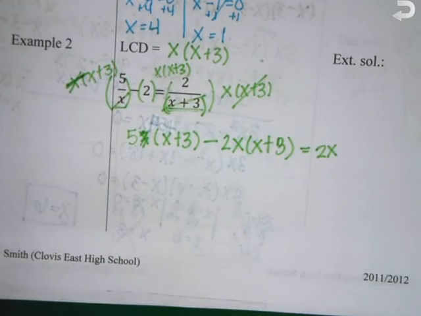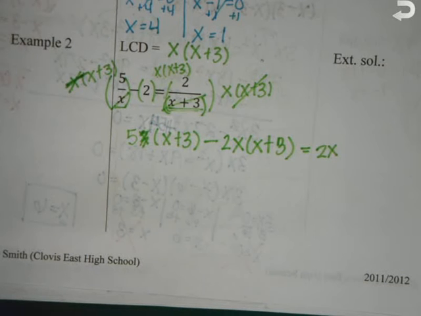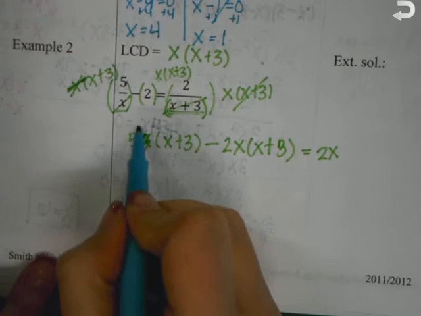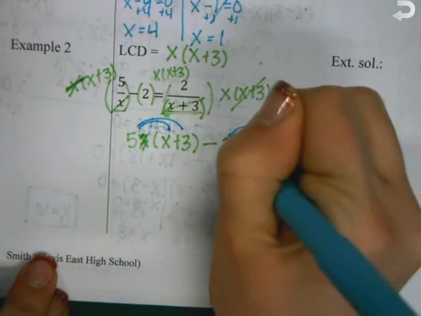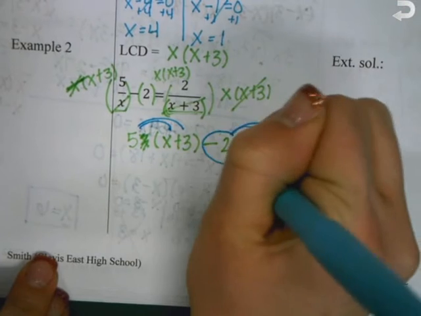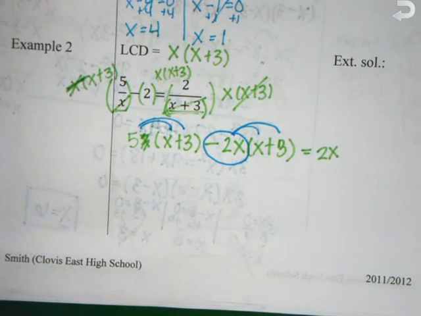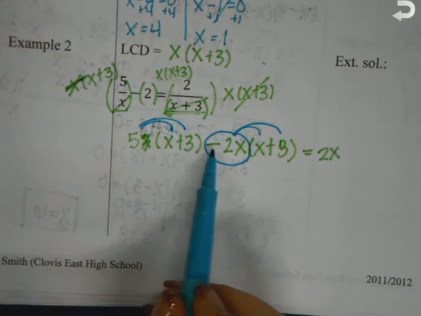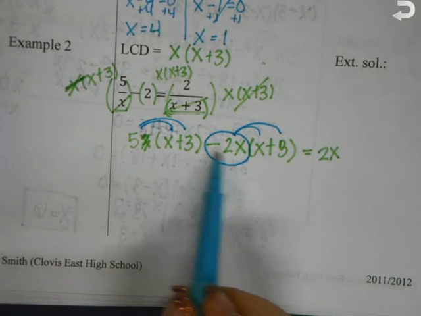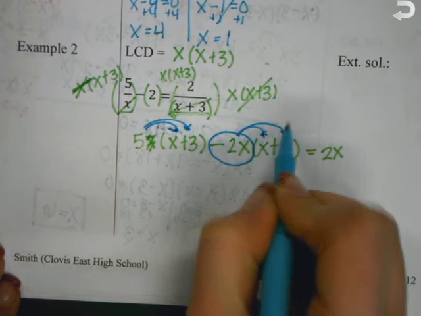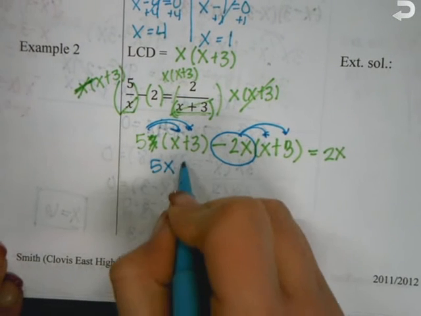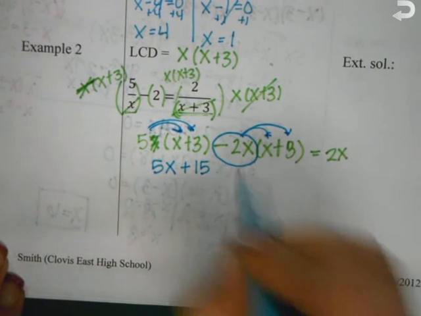Okay, so we are going to distribute to make sure that we get all of our x's combined. And remember that that negative is attached to the 2x, so you have to distribute with it. Okay, so we're going to get 5x plus 15 minus 2x squared minus 6x equals 2x.